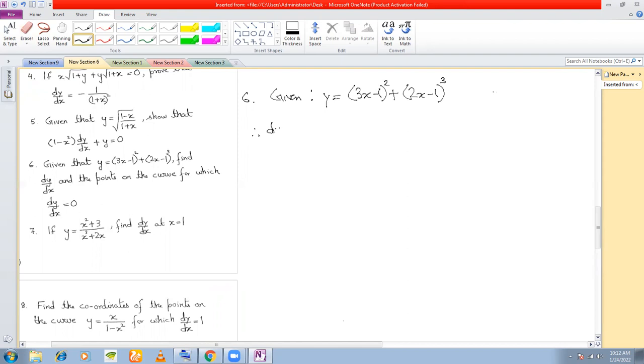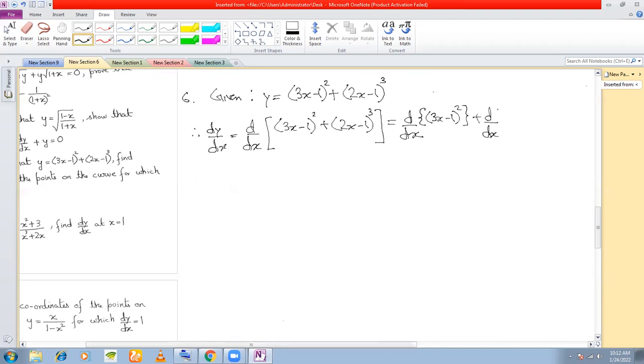So therefore dy/dx is equal to d/dx of all this: (3x minus 1) whole square plus (2x minus 1) whole cube. Now you split this differentiation into two parts: d/dx of (3x minus 1) whole square plus d/dx of (2x minus 1) whole cube, right? Now how will you differentiate?